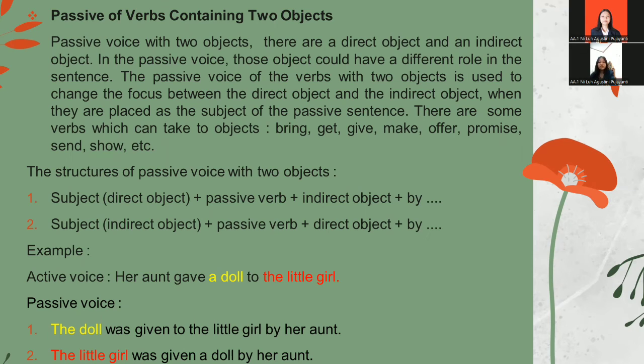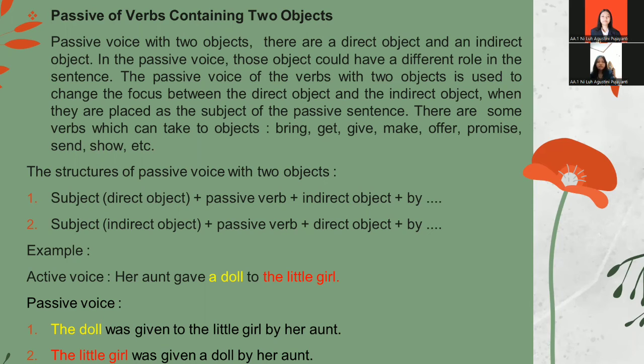There are some verbs which can take two objects. Some of these verbs are bring, get, give, make, offer, promise, send, show, etc. With these verbs, it is possible to make two different passive sentences because you can use either of the two objects as the subject of the passive sentence. The structures of passive voice with two objects.